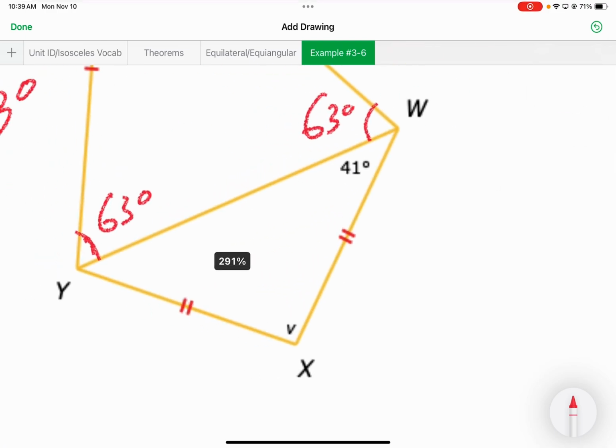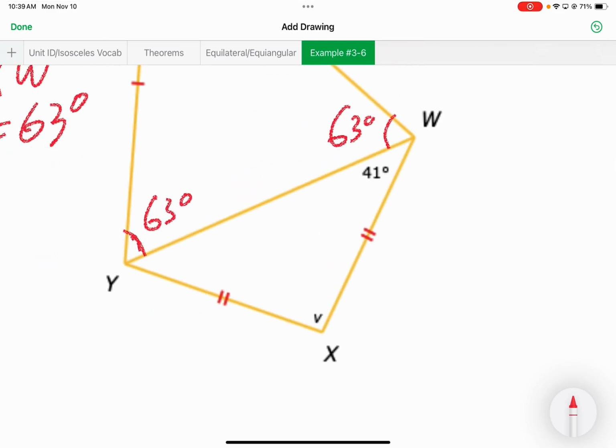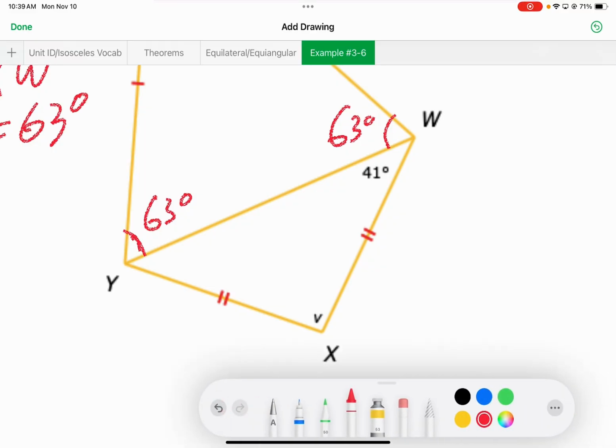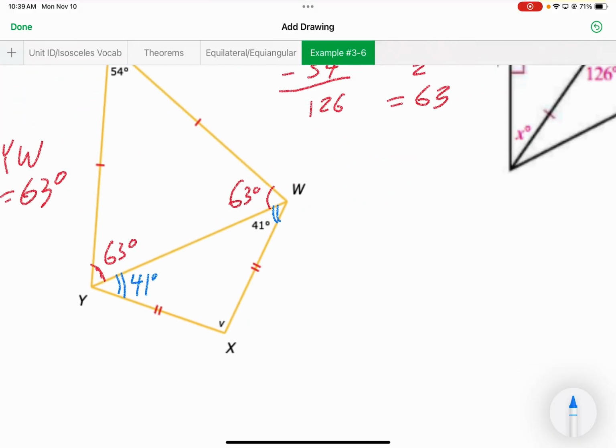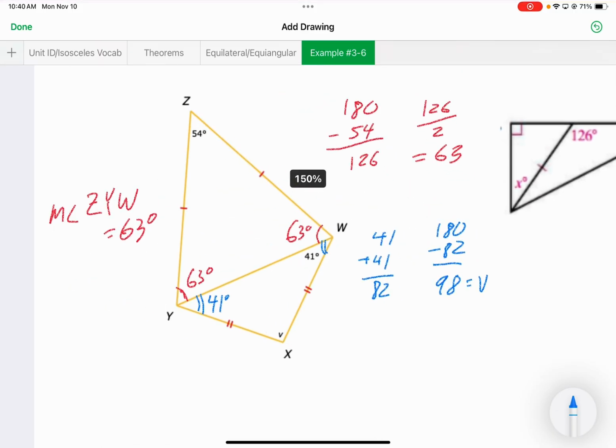Kyle, what do you got, bud? Angle, like, where the Y is. Yeah. It's equal to the 41 on the other side. So also 41? Yeah. Okay, cool. Because that's an isosceles triangle as well, right? Yeah. All right. You just add those up and subtract it from 180. Cool. So 41 and 41 is going to give me 82. And then 180 minus 82 gives me 98 degrees. So that's going to be V.